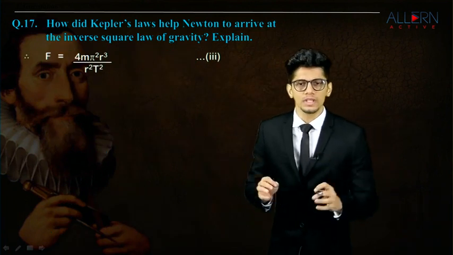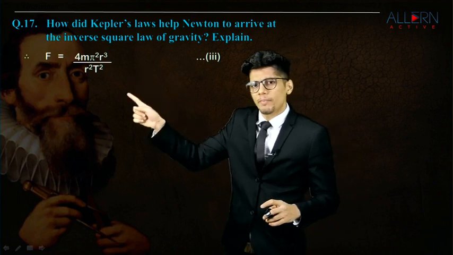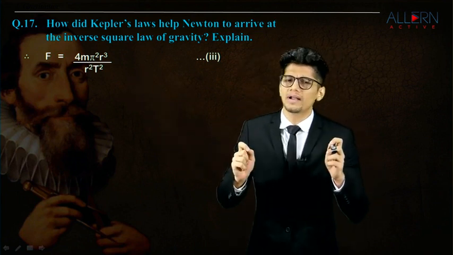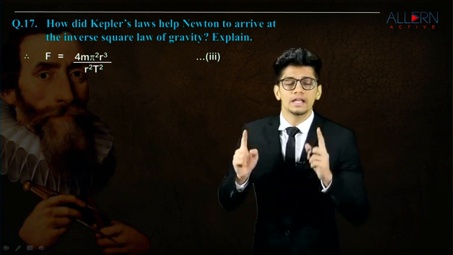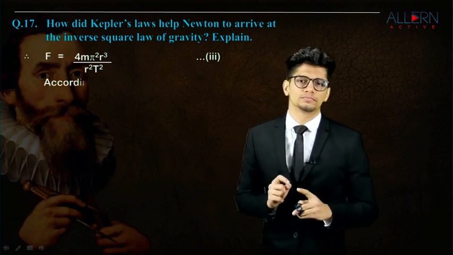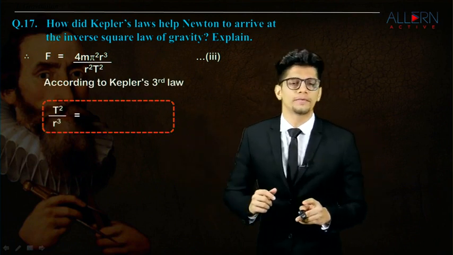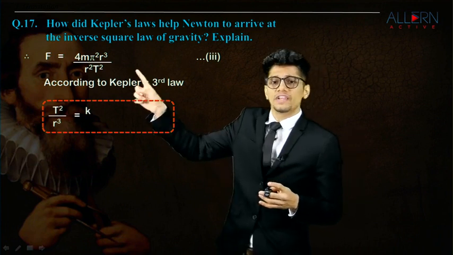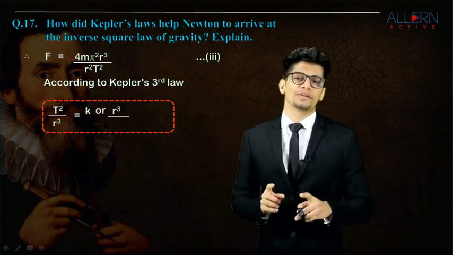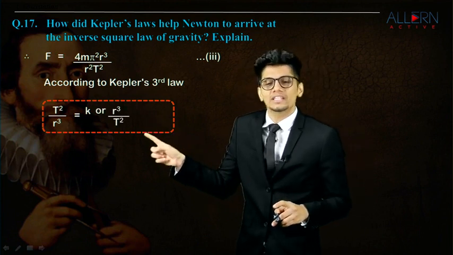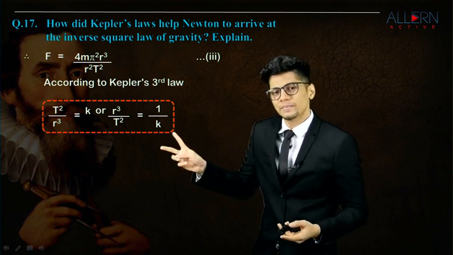Now see this very carefully, right? Now, what we have over here is r cube upon t square. But do you remember Kepler's third law, or the formula for Kepler's third law? The formula was actually T square upon R cube. So according to Kepler's third law, T square upon R cube is equal to K. But what we have over here is R cube upon T square, which is nothing but the reciprocal. So R cube upon T square will be equal to 1 upon K, since it is the reciprocal.